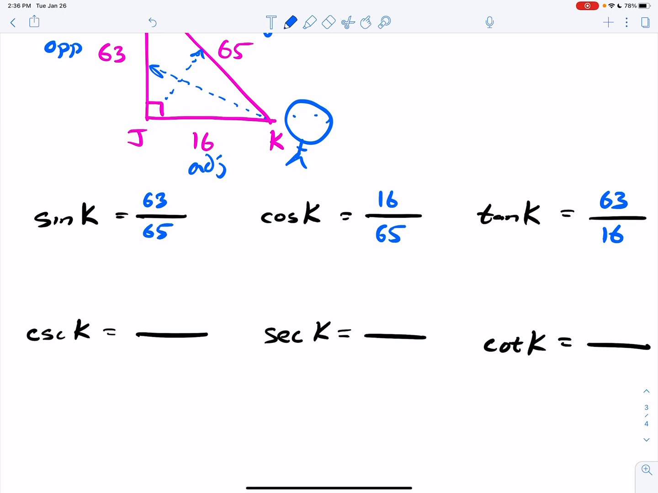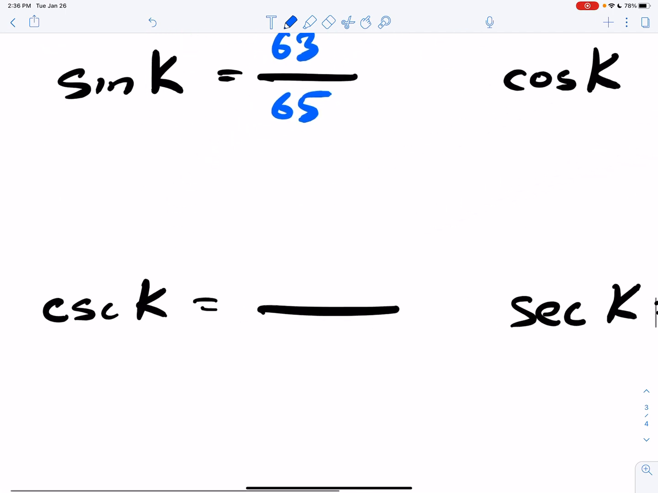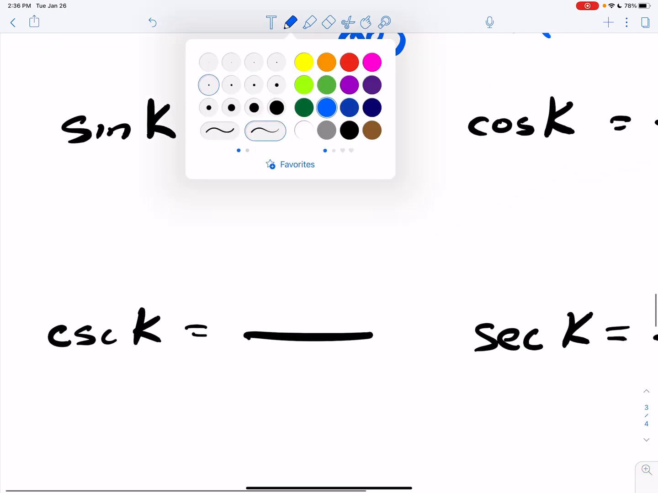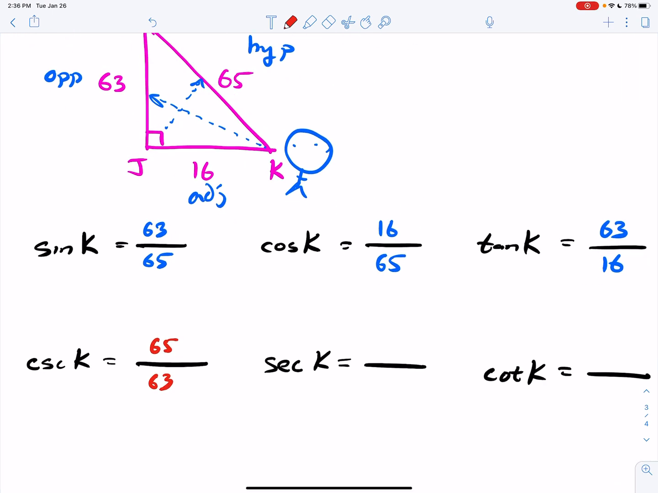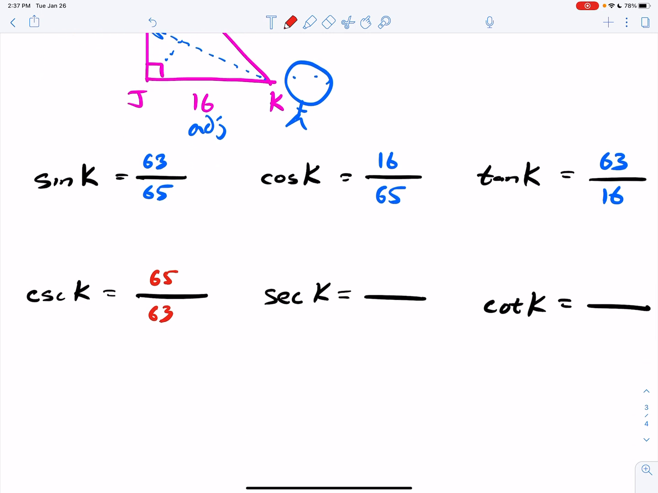So cosecant, remember cosecant is the reciprocal of sine. So if sine came out to 63 over 65, then cosecant should be 65 over 63. It is that easy, okay? Fill out the other 2. Press play when you're ready.